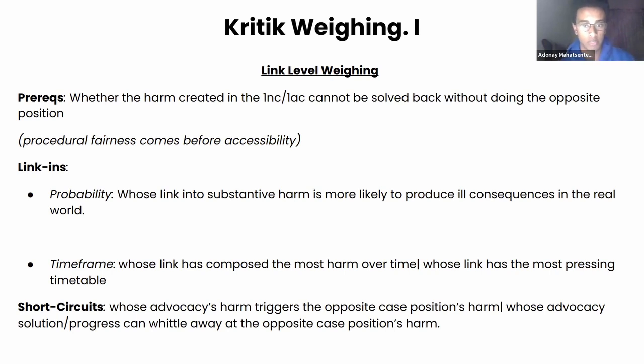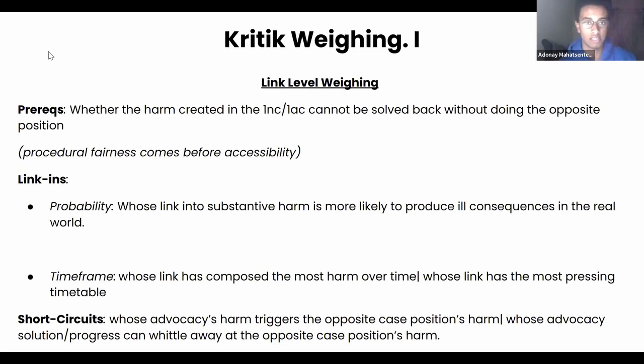So time frame, pretty simple. Which one has a more pressing timetable? Someone is going to die tomorrow versus someone's going to die in the next 3 years. That's the same idea for a K. If society is going to collapse according to some neo-Marxist K, how long is it going to take for that to happen relative to the oppression of some minority, for example?